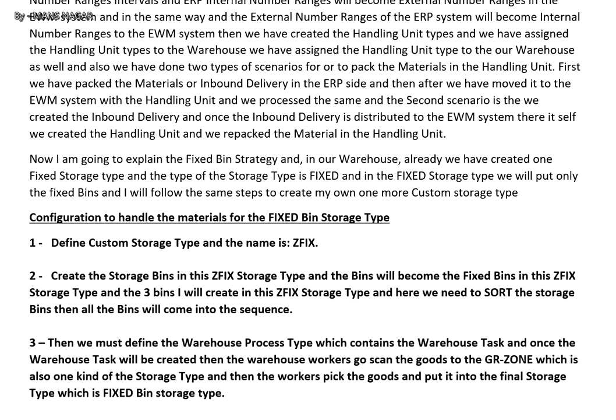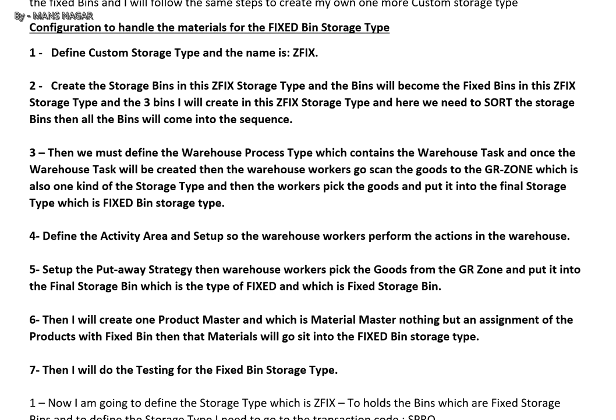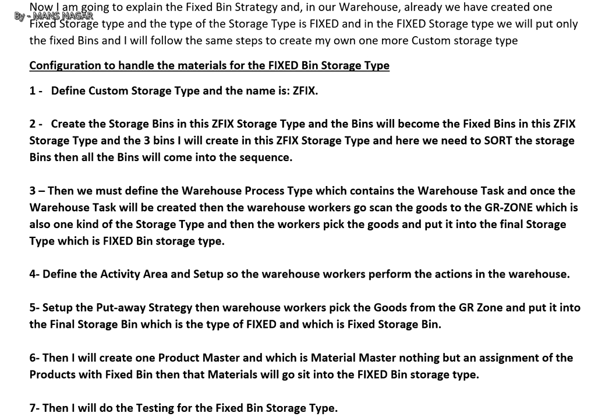So I will follow these custom steps. These are the configuration steps. So we created the HUs, we process them in the EWM system, we define the number ranges, and then we are going to configure the fixed bin storage type. In this storage type, the bins will be fixed. So first, we need to define a custom storage type, and the name is ZFIX. I put the name here ZFIX. We can take any name, starting with Z or Y, because I am working with the fixed type, so I put here ZFIX.